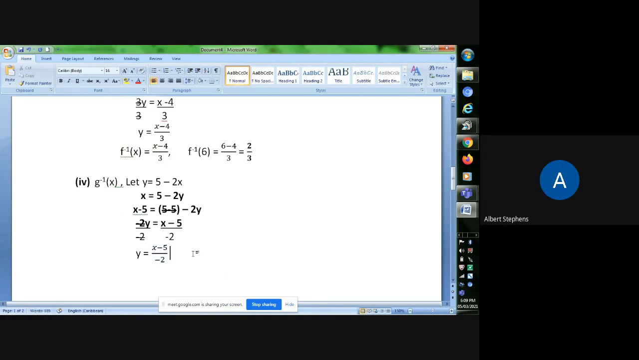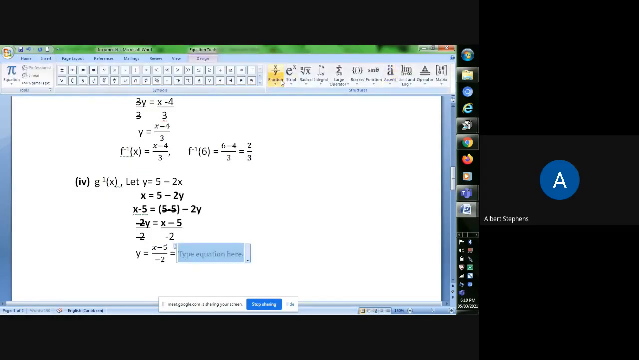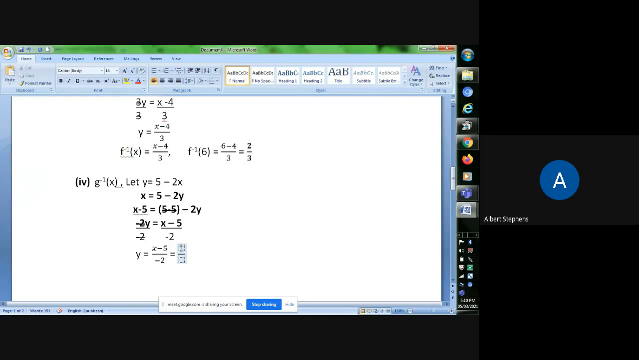But to be frank with you, this is not the best way of leaving your answer. Because the negative 2 is there, I'm going to multiply the top and the bottom by negative 1, just to make this a little bit neater. I'm not saying that what you have here is incorrect, but we just want to make it look proper.